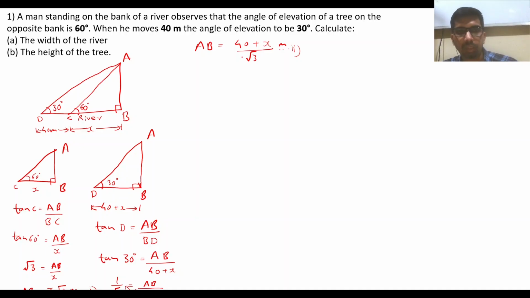Both the sides we have got AB. So AB and AB are same. We can equate the RHS. तो यहाँ पे क्या हो जाएगा? Equating 1 and 2. What we have got: x root 3 is 40 plus x upon root 3 as it is. Clear? Now root 3 को इधर करेंगे multiply. So root 3 into root 3 will become what? Only 3.